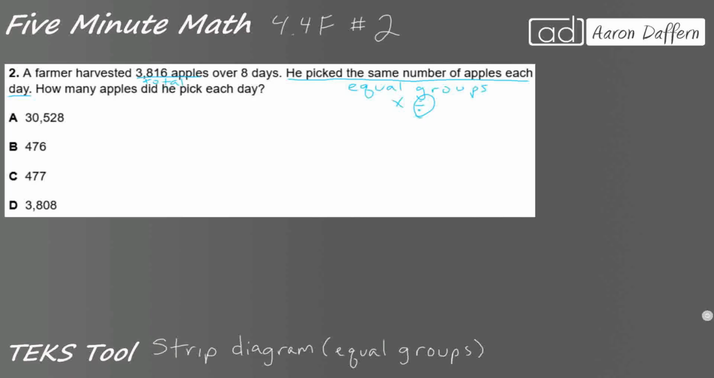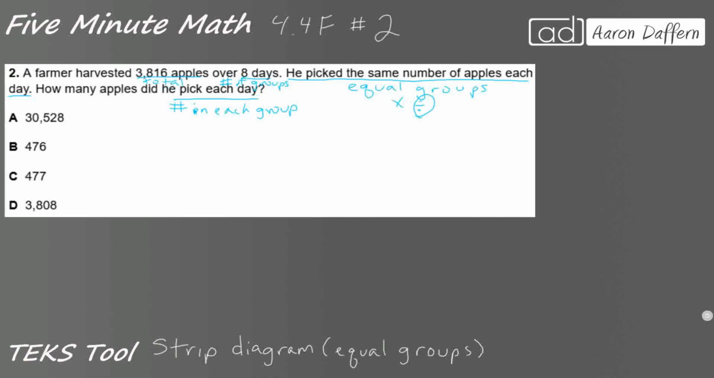So the only other thing we need to look at is those 8 days. What do those days represent? Are those the groups or are those the number in each group? Well, each day is going to be a group because take a look at the equal groups. He picked the same number each day or in each group. So this is the number of groups. And so what are we asked for? How many apples did he pick each day? So this is asking us how much are in each group. And on each day, how many apples were picked? So we have the total, we have the number of groups, we are looking for the number in each group.